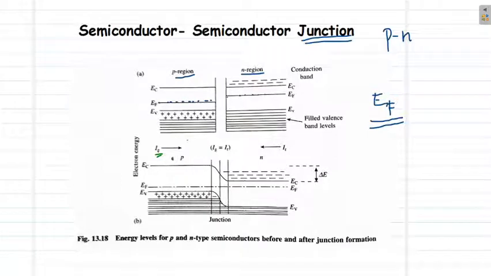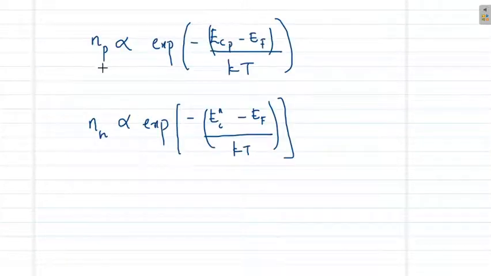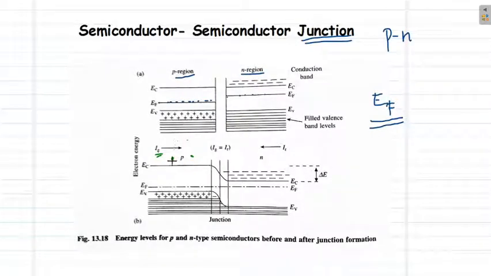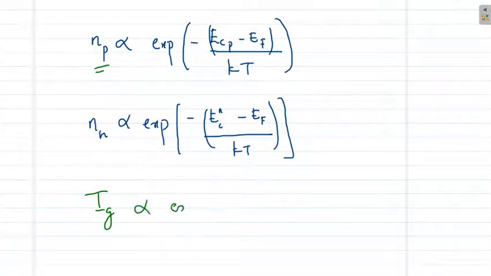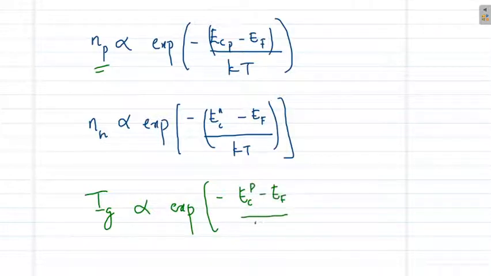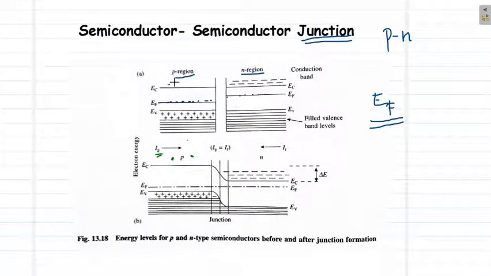Since on the P side we have NP electrons, which is proportional to exponential minus ECP minus EF by kT, I can write that the current Ig, the current from the motion of electrons from the P region into the N region, will also be proportional to that factor, exponential minus ECP minus EF by kT, because current is proportional to the number of electrons, and the electrons moving from the P region into the N region will be proportional to that factor.